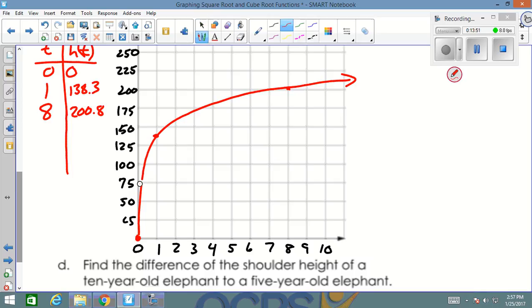I screwed up. We actually don't start at 0, 0, do we? We started at 0, 75.8, so let's fix that. So this function looks a little more reasonable. And there's our function.